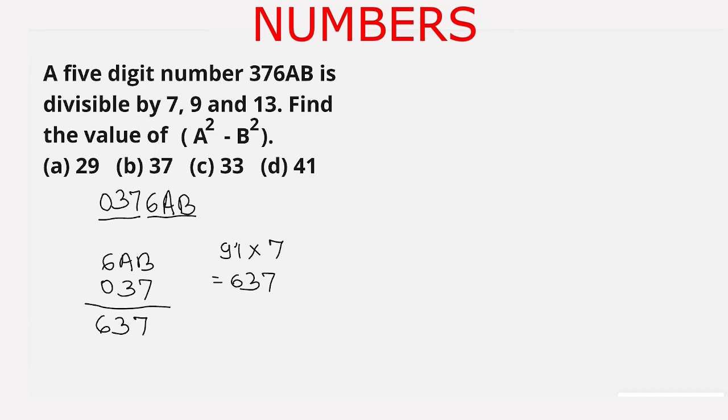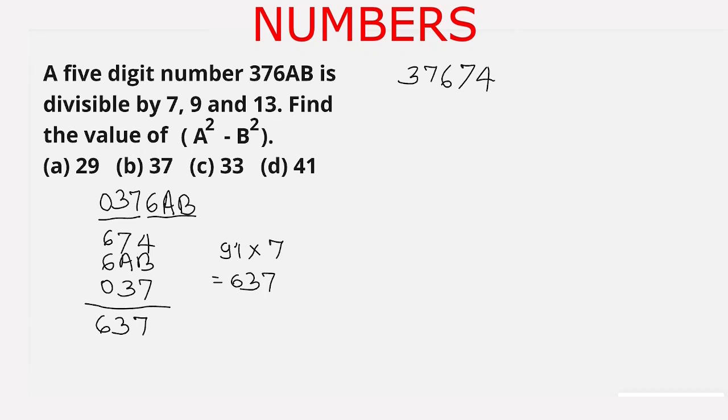Then the given number we can easily find by adding 637 and 37, that will be 674. 7 plus 7 is 14, we write 4 and carry 1. 3 plus 1 is 4, plus 3 is 7, and 6 plus 0 is 6. And with this, the number becomes 37674. Now we have to verify whether this number is divisible by 9 or not.